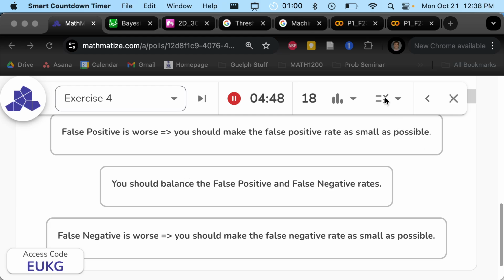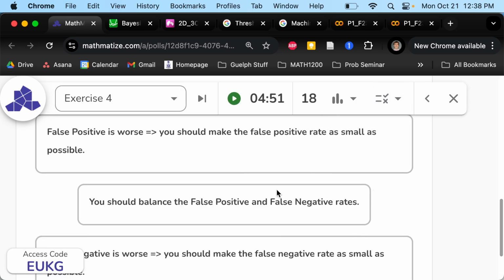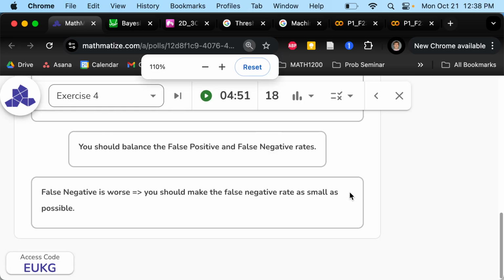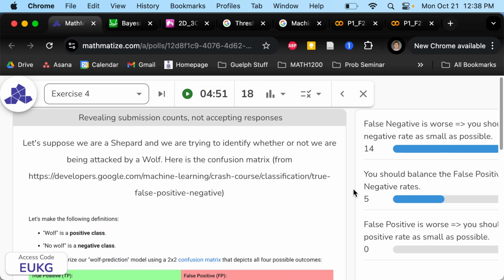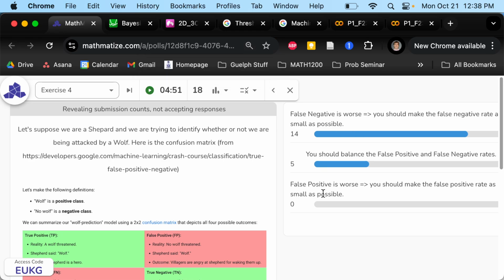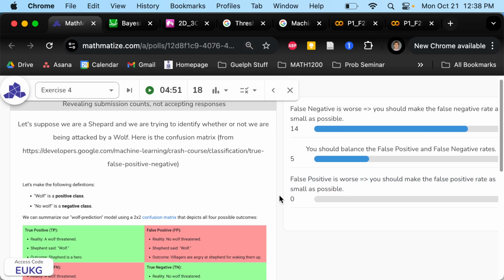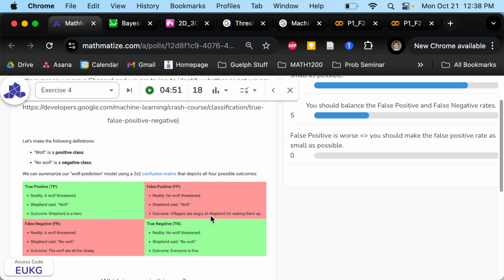Let's see what you guys said. Reveal submission counts. Okay, 14 people said false negative is worse, and you should make the false negative rate as small as possible. 5 people said you should balance it. Nobody said false positive is worse. Yeah, I agree with that. False positive does not seem as bad.